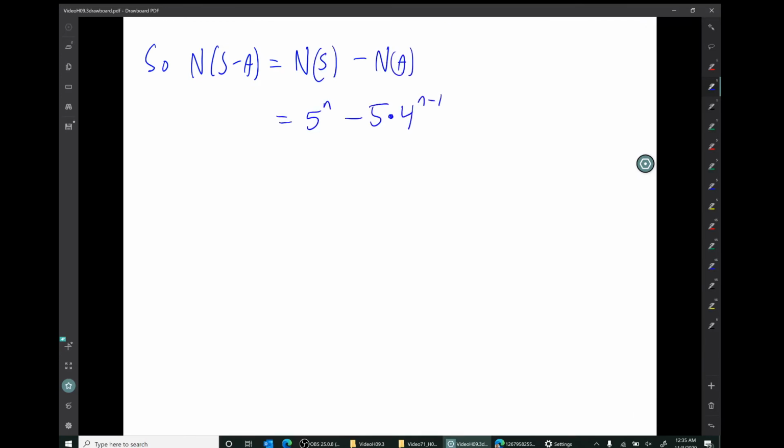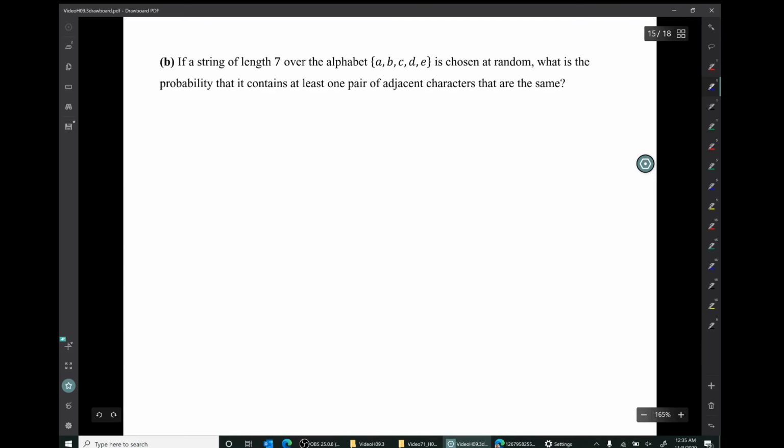So the result is the number of strings where there is at least one pair of adjacent characters that are the same is this number, 5 to the n minus 5 times 4 to the n minus 1. Question B. If a string of length 7 over this alphabet is chosen at random, what's the probability that it contains at least one pair of adjacent characters that are the same? Well, that probability is going to be the number of strings of that length of that type divided by the total number of strings of length 7.